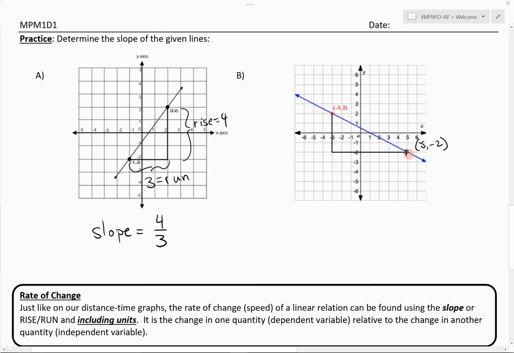All right, and there you go. And let's measure, so each square is representing 1 unit. So if I count the squares, 1, 2, 3, 4, my rise is 4. But instead of going up, I'm going down. So it's going to be negative 4.